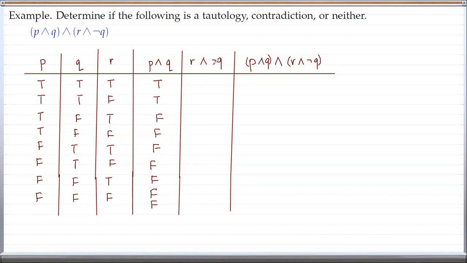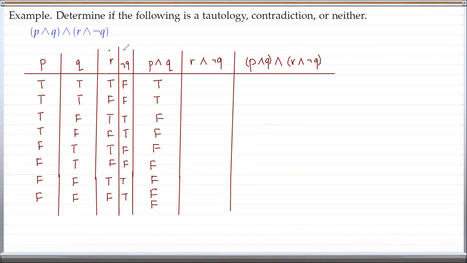Next, we need to get R and not Q. So for this, we need not Q. So I'm going to insert one column for not Q, maybe here. So let's evaluate not Q first. Not Q is just the negation of Q. The first ones would be true, true, then false, false, true, true. So we have these.